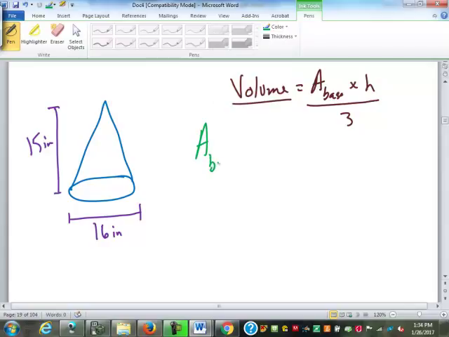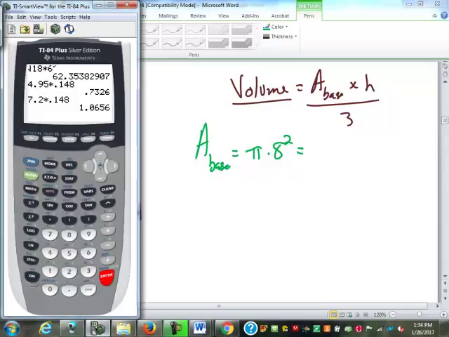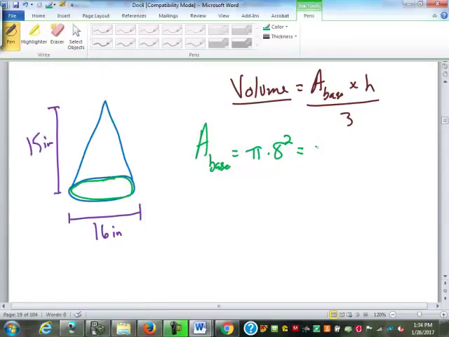So the area of the base is the area of a circle. How do we find the area of this base here, this circle? I'll give you the pi times what? 8 squared. Which gives us 200.96. That is in inches, so that's inches squared.